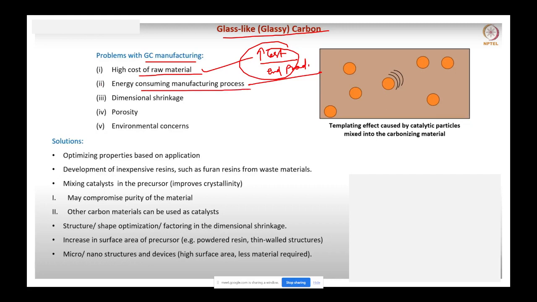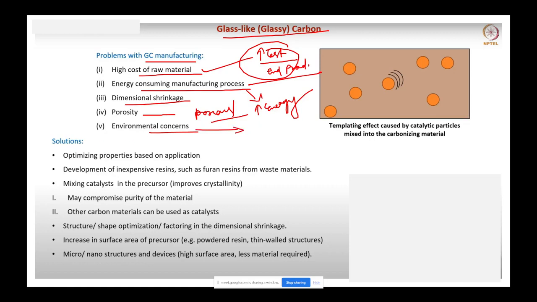Energy consuming manufacturing. So here energy, why? Because it requires a high temperature like pyrolysis, and you will require very high energy. Dimensional shrinkage. This can reduce the dimension, so maybe it shrinks when it cools down, and you will get a porous kind of structure. Environmental concerns are also there. So this is the problem here.